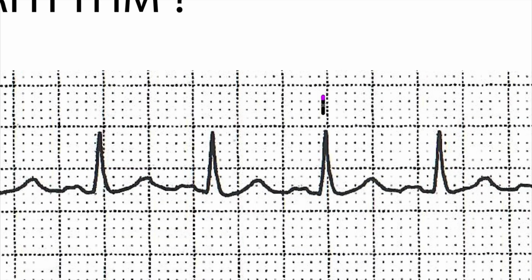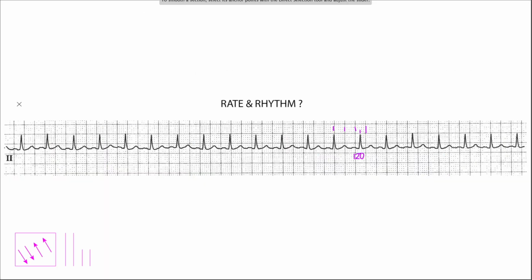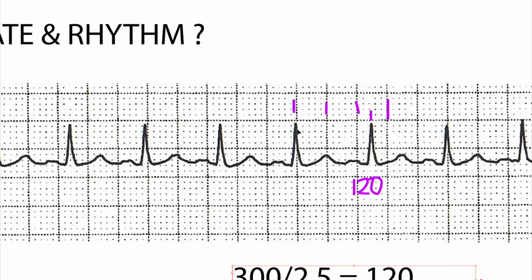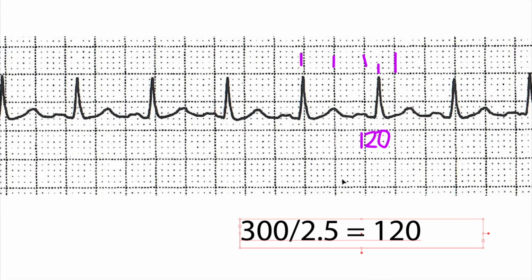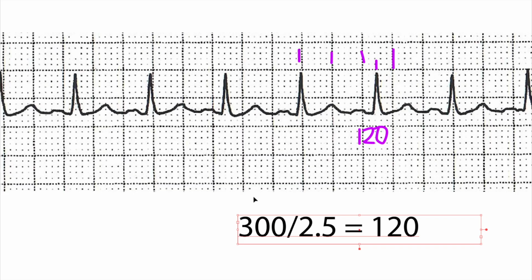Okay, colors. So I'm going to start right here. First box, 300, 150, 100. This is roughly about halfway between, so I would say that the rate here is 120. What I did there is I used the 300 rule. All you do is take the number 300 divided by the number of big boxes. 1 box, 2 boxes, 2.5 boxes. So 300 divided by 2.5 is 120.